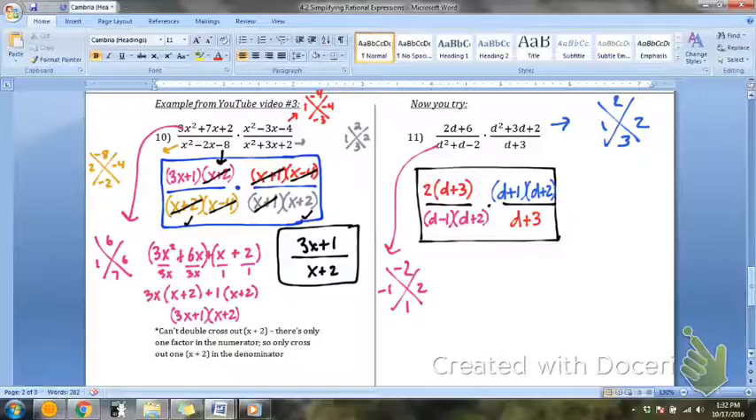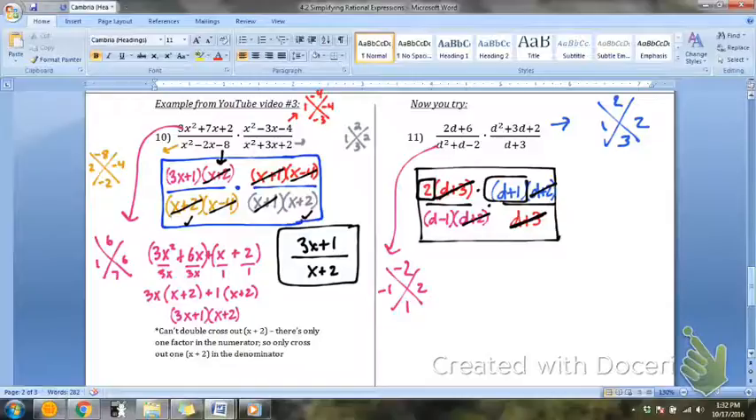Okay, what's something that I can cancel out, Josh? On number 11, what's something I can cancel out? D plus 3 with d plus 3. Austin, what's something else you can cancel out? D plus 2 with d plus 2. Chelsea, is there anything else I can cancel out up here? No. Does anybody else agree with that? Okay, so because there's nothing else to cancel out, you're going to collect the numerator. So what do we have in the numerator left? I have a 2, and I have what? D plus 1.